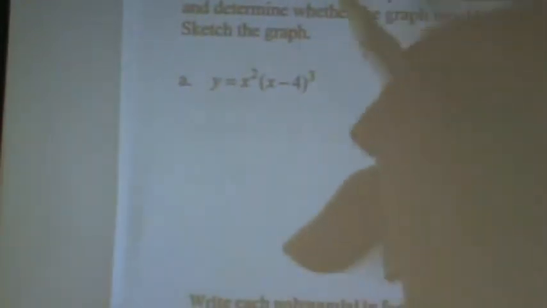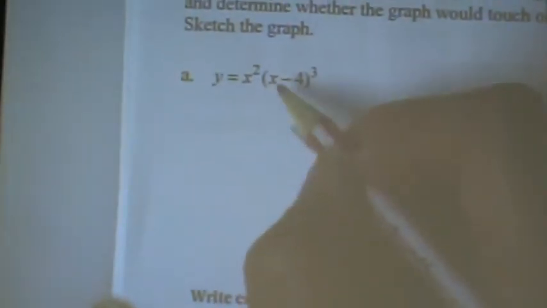So let's take these 2 more examples and then you're on your way. Look at this one. I've got 2 zeros. This is what I have. If I were to factor this out, this is what I'd have.